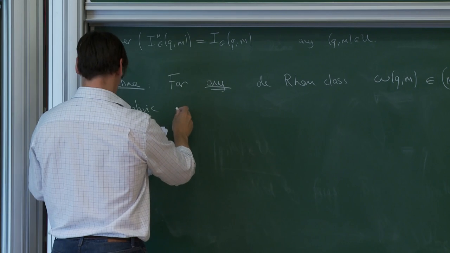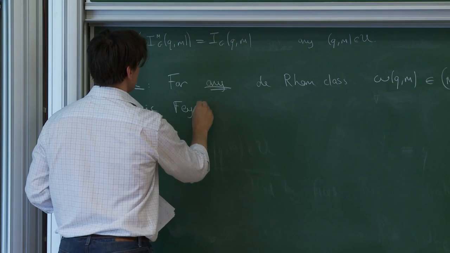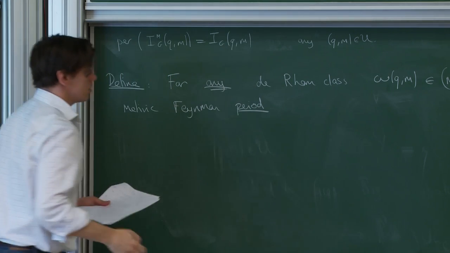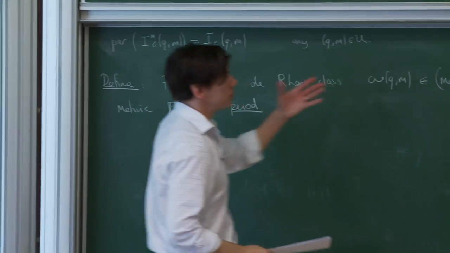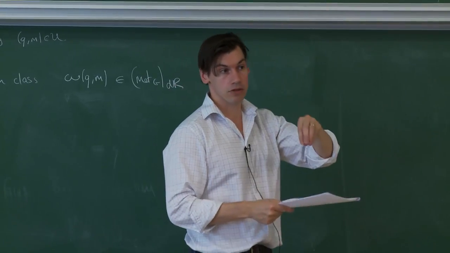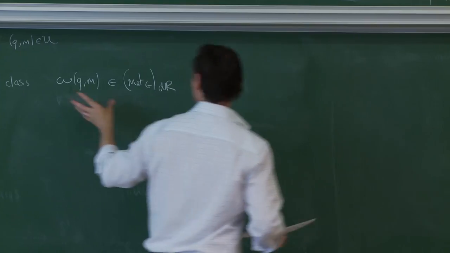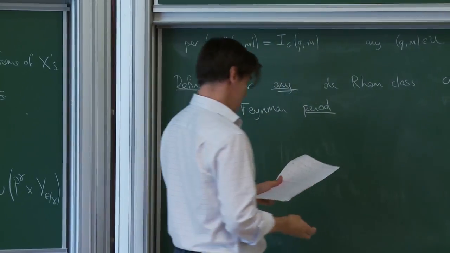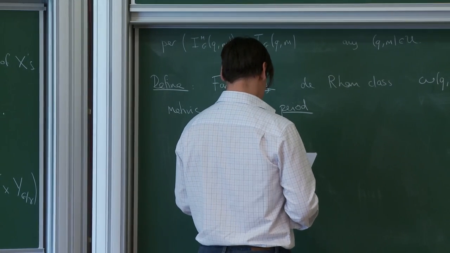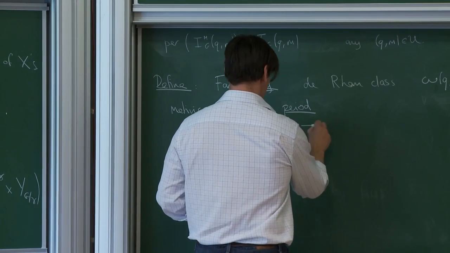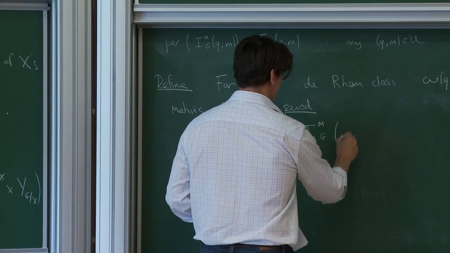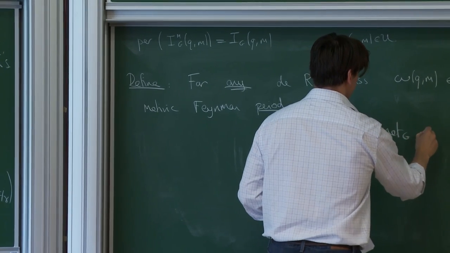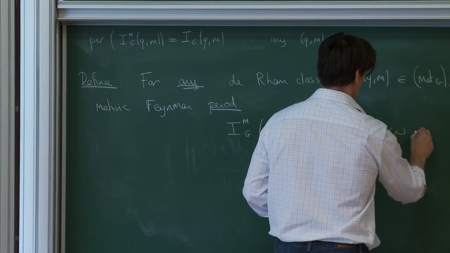And we call this the motivic Feynman, not amplitude, but period. Maybe this is bad terminology, but I want to use the word amplitude to mean the original integral we started off with, and period for a generalization where we consider any more general integrand. And so I^M(G, omega), I'll drop the q and m, will be the matrix coefficient of the motive of G, framed by omega and sigma_G.